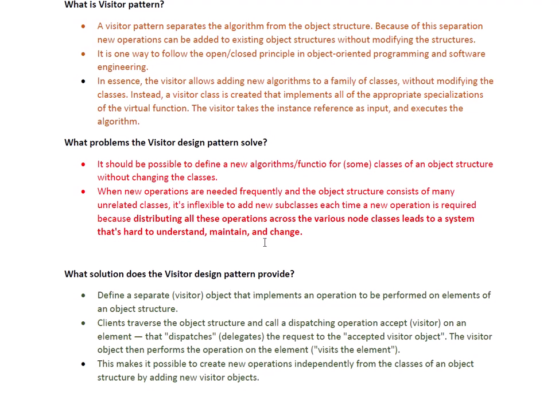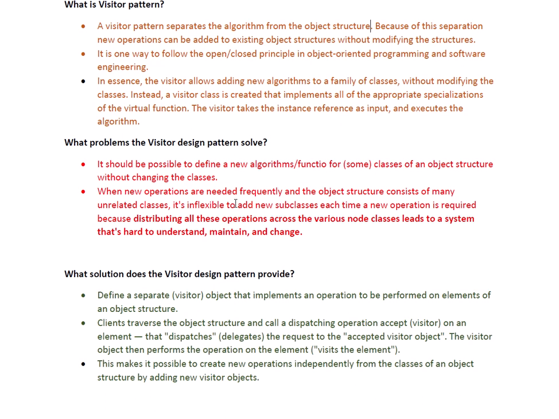What problems does the visitor design pattern solve? First of all, it should be possible to define new algorithms or functions for some classes of an object structure without changing the classes. That's what I already explained. You should implement new algorithms or functionalities without changing the object structure. In our example, the company or the IT company itself, the company class itself, basically.